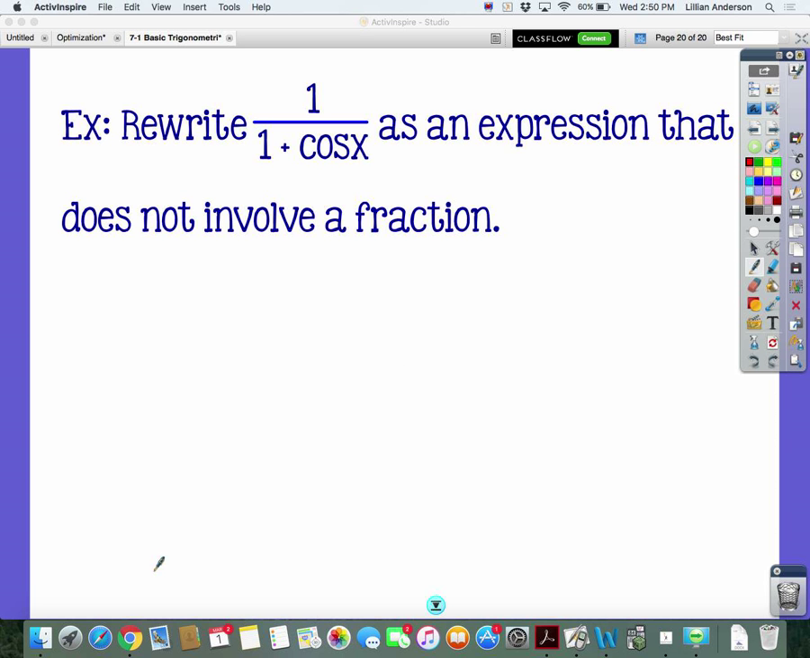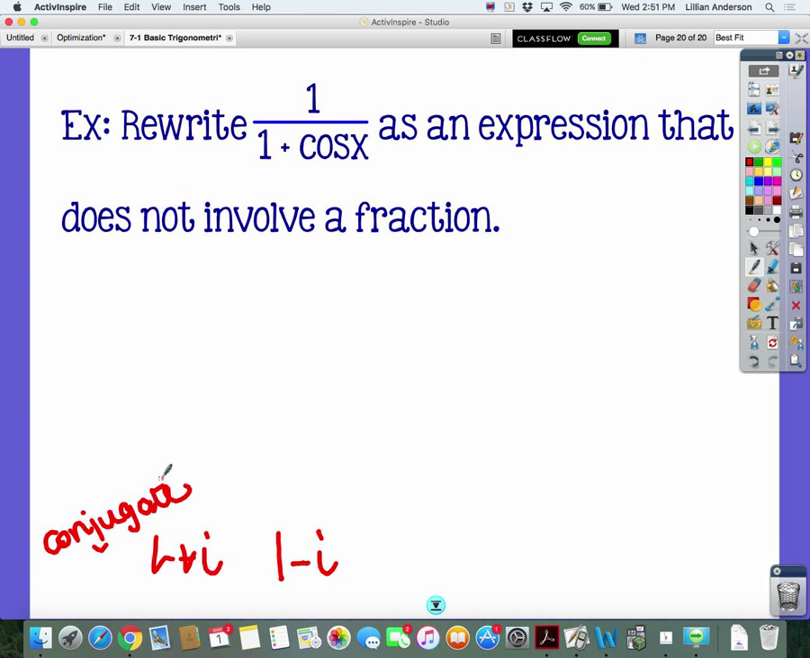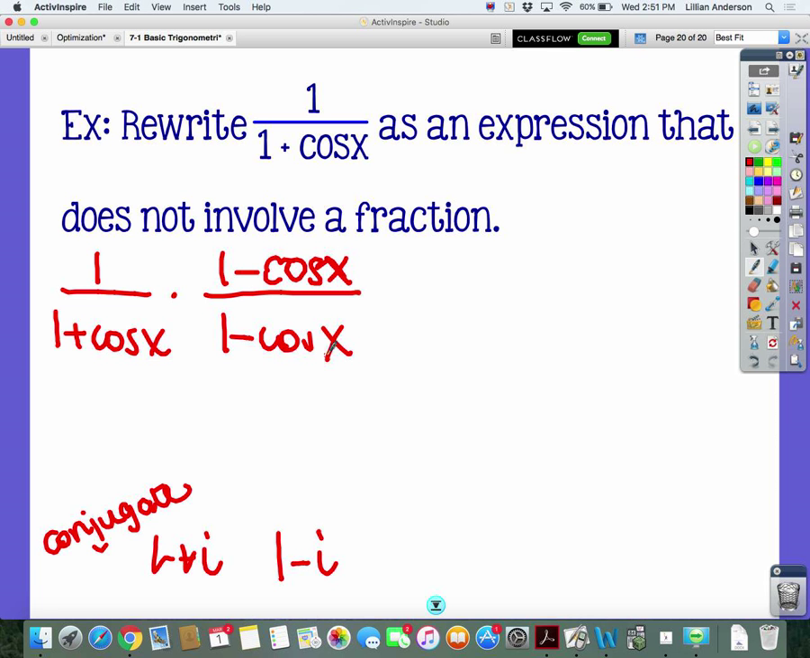You remember when we had 1 plus i? And you knew automatically that 1 minus i was also a root back from Unit 4? These were known as conjugates. To get this so that it's no longer a fraction, you need to multiply the top and the bottom by its conjugate. If you need to put that down somewhere, please do, so you don't forget. The conjugate is the exact opposite of the denominator, so that's going to be 1 over 1 minus cosine x. So you're multiplying the top and the bottom by the conjugate. This is going to help you get it so that it's no longer in a fraction.